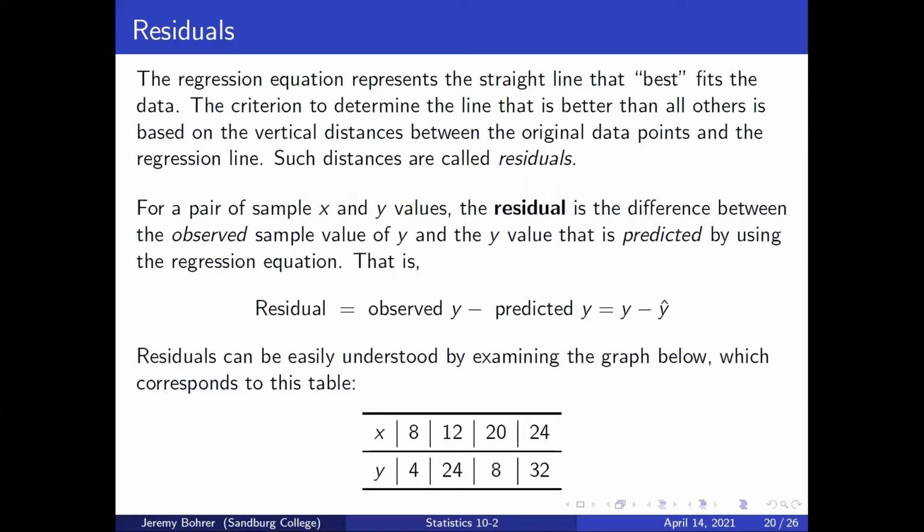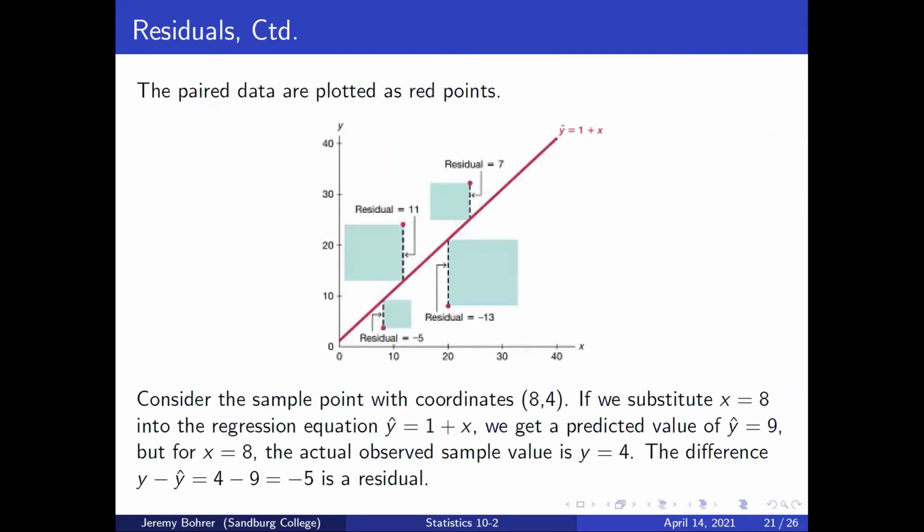Residuals can be easily understood by examining the graph below, which corresponds to this table. This table has x values of 8, 12, 20, and 24, with corresponding y values of 4, 24, 8, and 32. The paired data are plotted as red points. Consider the sample point with coordinates 8, 4, which is right here. I don't know if you can see that. Hopefully you can. I'm moving the little pointer around it, but I don't know if that actually shows up on the video.